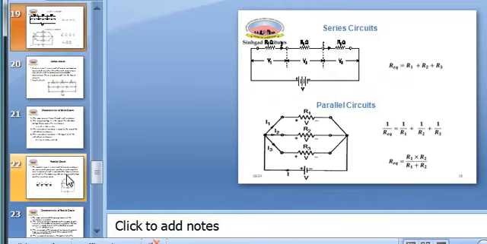What is series circuit and parallel circuit? This is the simplest, series circuit. When the circuit elements are connected one after another. See, there are three circuit elements, resistance 1, 2 and 3. These are connected one after another. Such a circuit is called a series circuit.